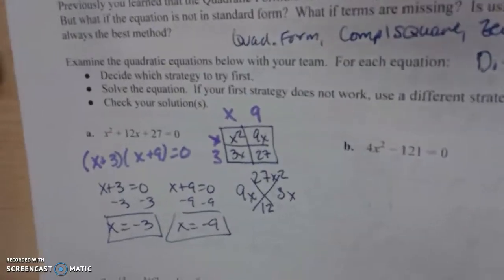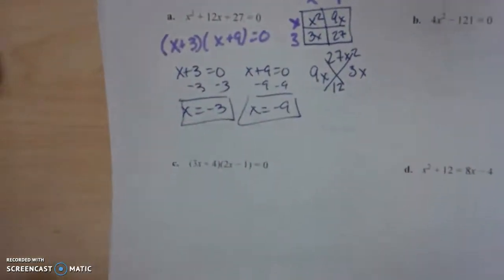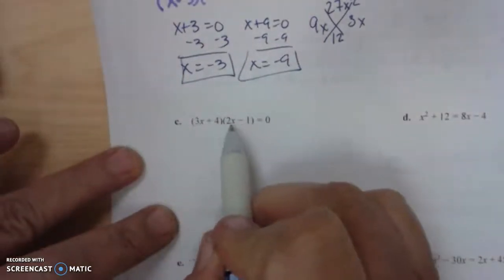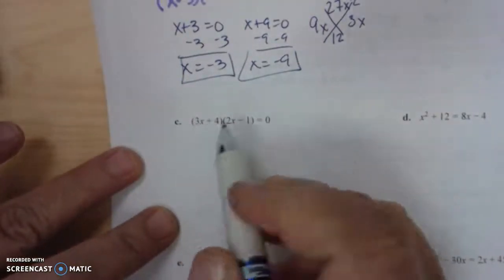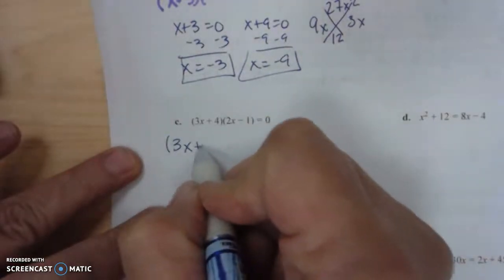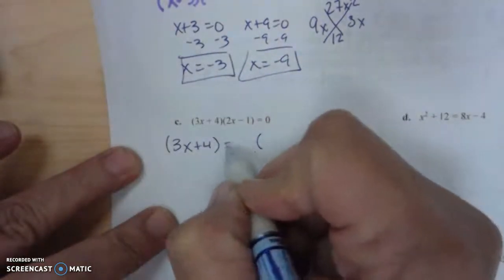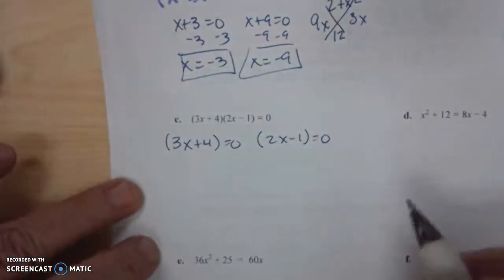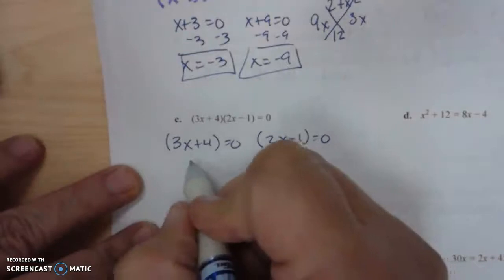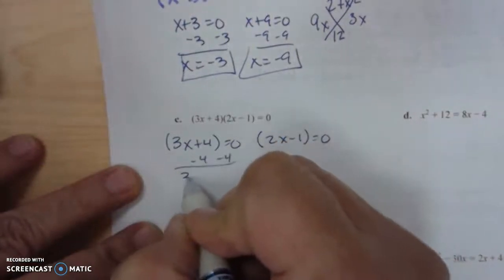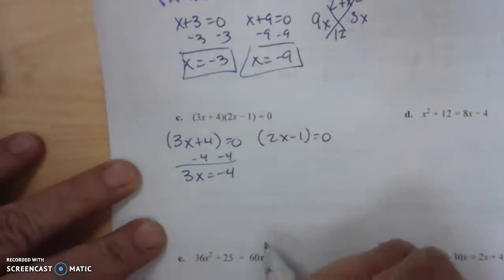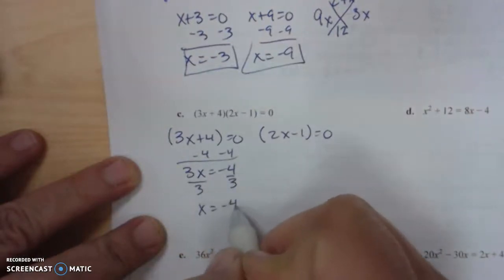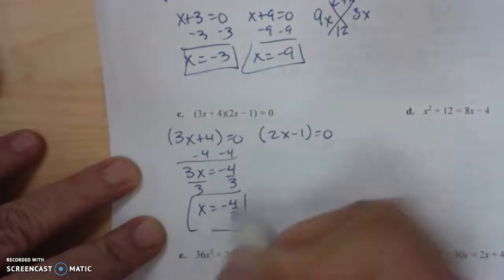Okay. When I go down to part C, well, this is a very simple one to decide. I'm going to take each of these terms, and the product of those terms makes 0. So I'm going to set up each one equal to 0 and solve. So we're usually doing the zero product property. So subtract 4 here, you're going to get 3x equals negative 4. Divide both sides by 3. I'm going to get x equals negative 4/3. There's one of my answers.